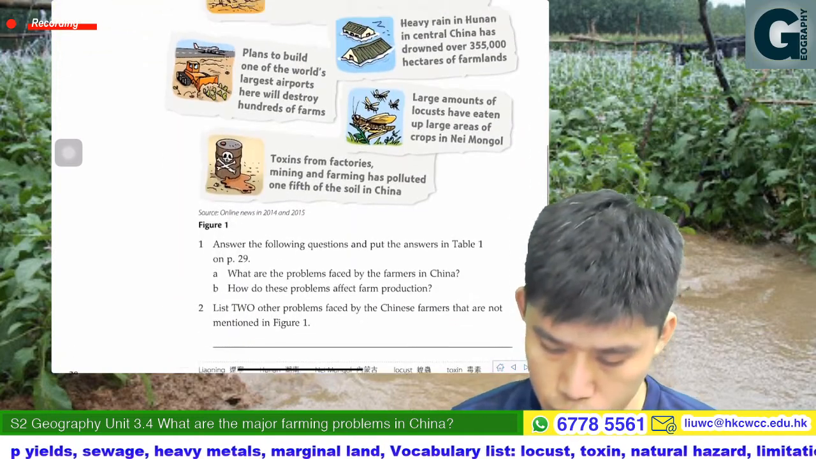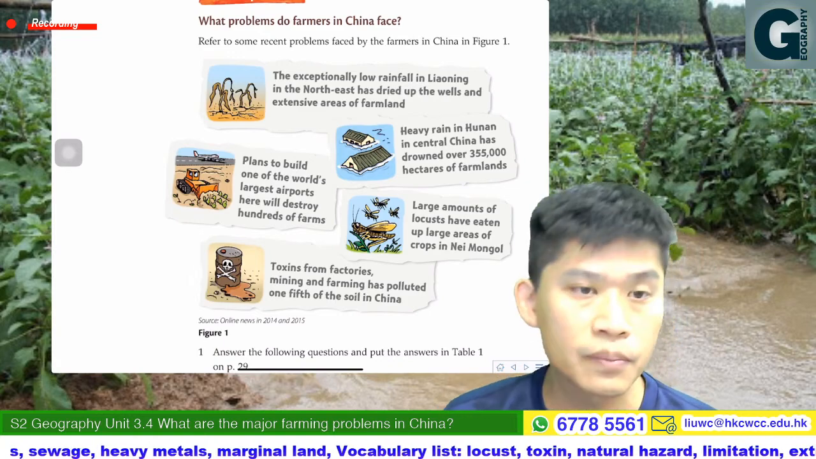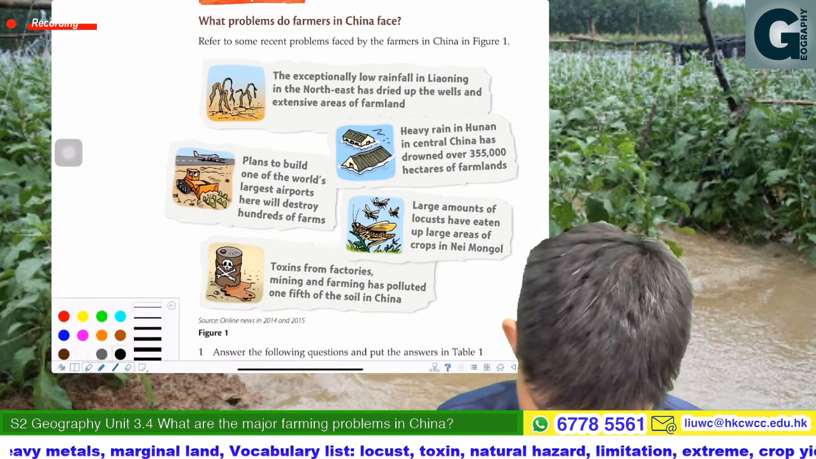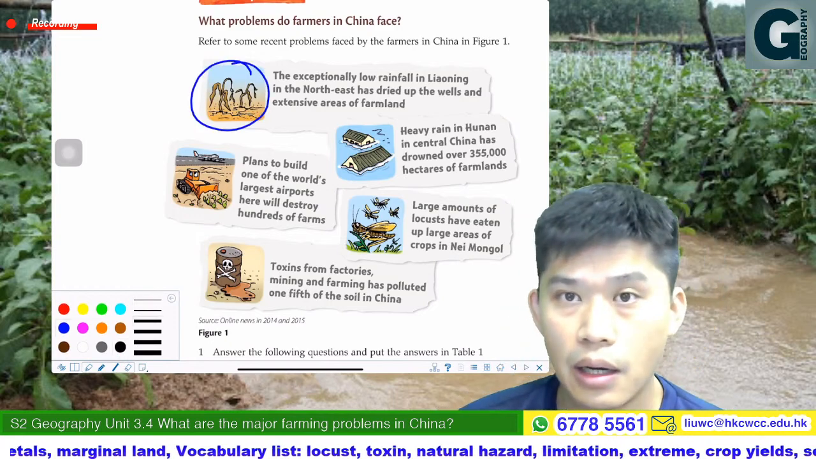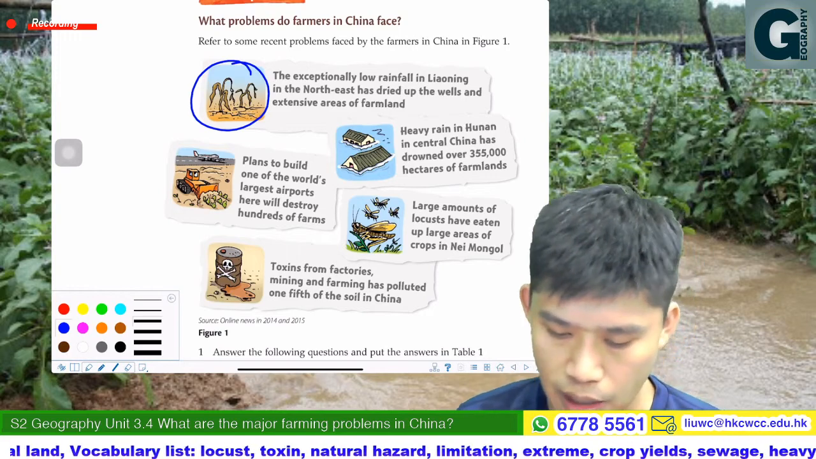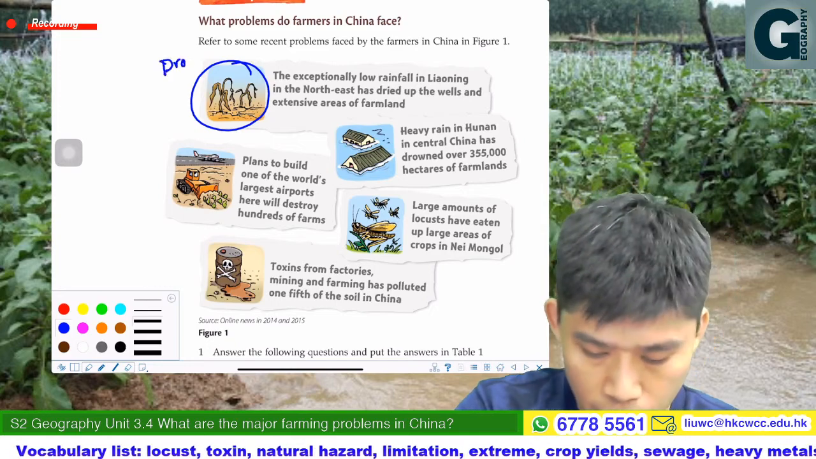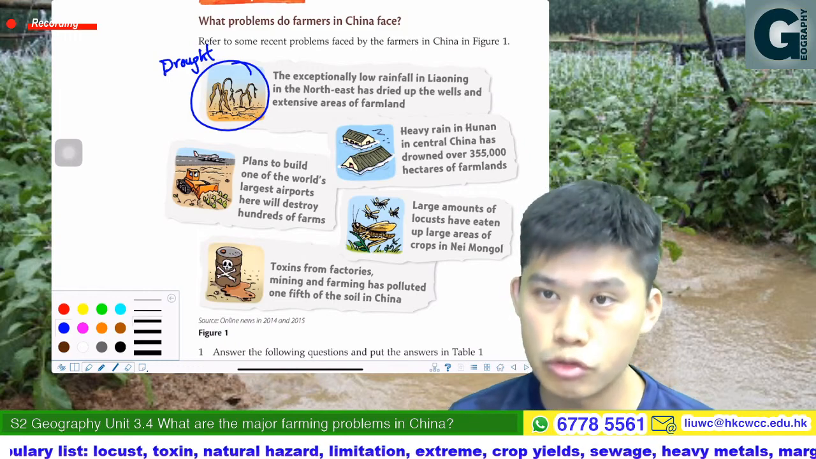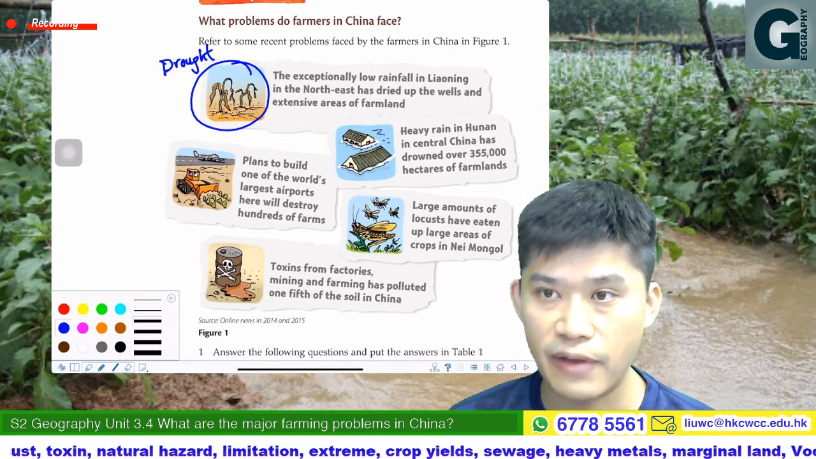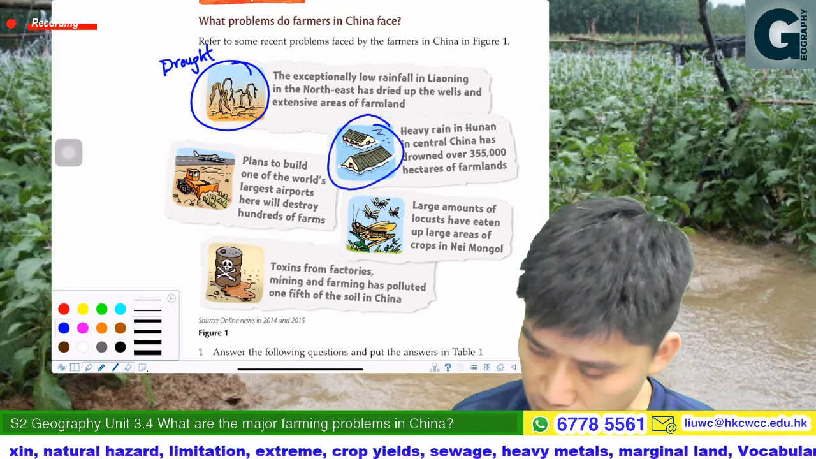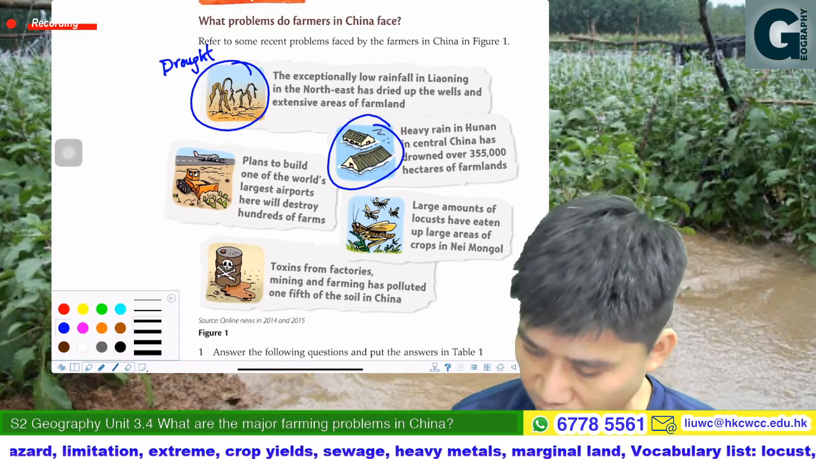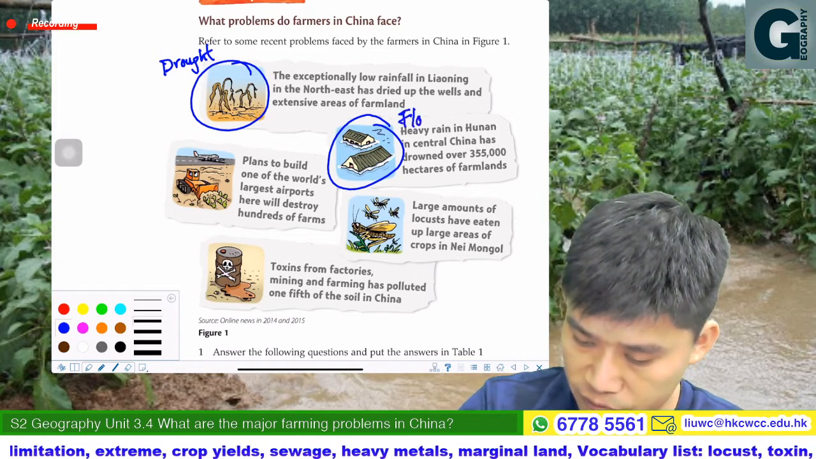You can see on page 28 that it shows some farming problems in the country. The first one: exceptional low rainfall in Liaoning has dried up the wells and an extensive area of farmland. We have studied this; this is the problem of drought, a farming problem that may affect our food supply. The second one: heavy rain in Hunan has drowned over 355,000 hectares of farmland. We know that is the problem of flooding.